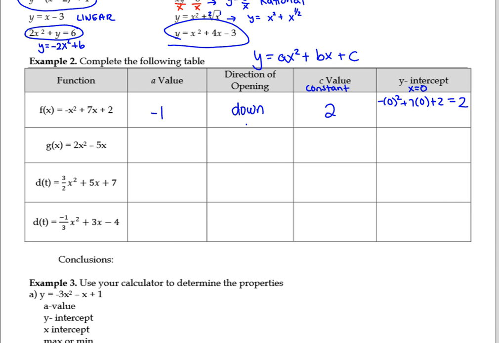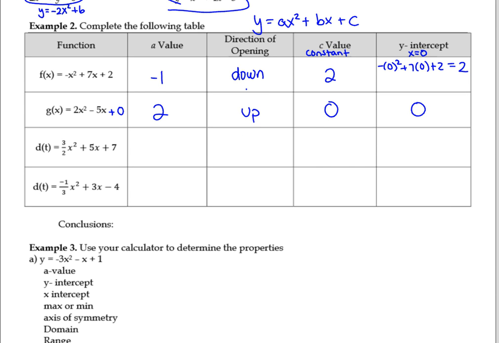Okay? Next one, what's my a value? 2, so it opens up. What is my c value? 0. It's the constant. Is there a constant here? No. It's 0. Technically, there's a plus 0 here, but normally we would not write that. What do you think the y-intercept will be? Yeah, if we plug in x as 0, it's just going to be 2 times 0 squared minus 5 times 0, which is 0. It's our c value. Next one, a is... you can do the rest. Fill in the rest.